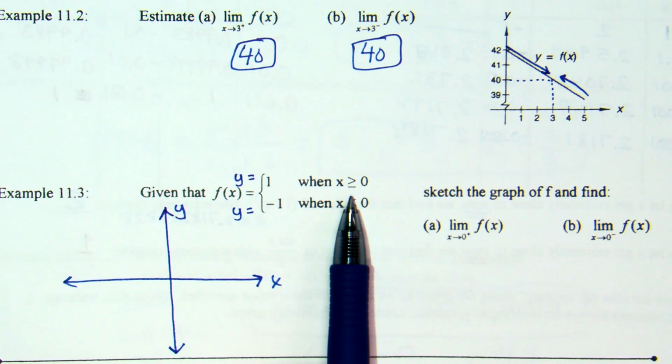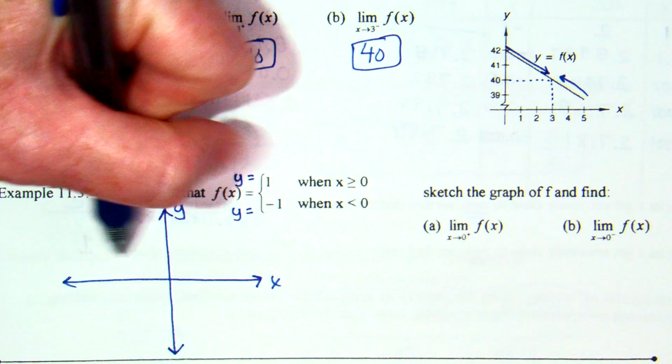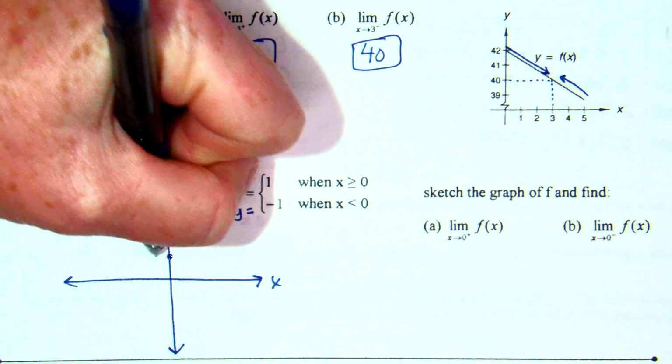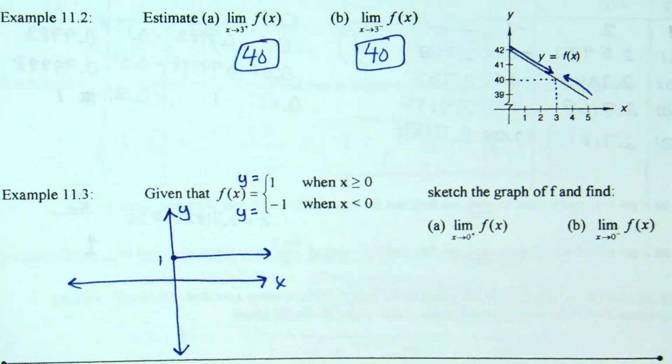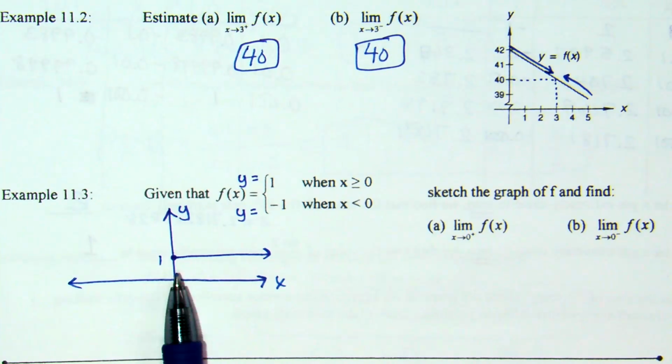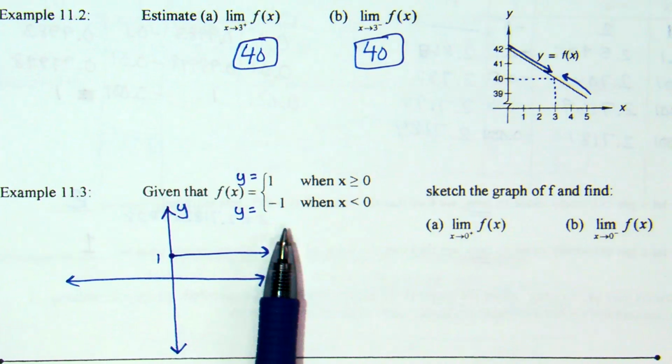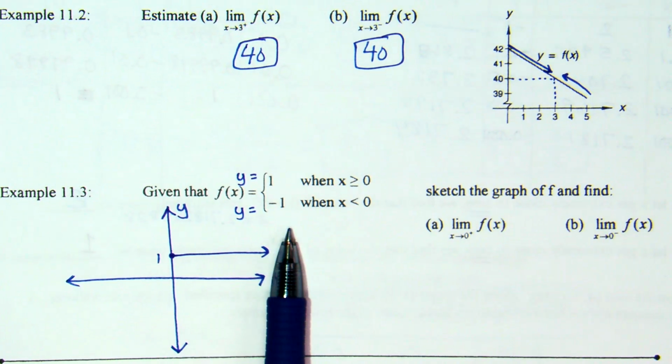Okay, so it's this horizontal line, but I'm not going to draw the horizontal line all the way across. I only want to draw it when x is positive. So to the right of the y-axis. So there's that top part. Y equals 1 when x is positive, greater than or equal to 0. What's the other part of this piecewise function? Y equals negative 1. What does y equals negative 1 look like?